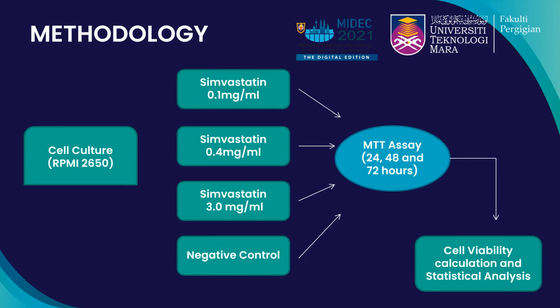Now, for methodology of this study, RPMI 2650 cell line was used to represent human nasopharyngeal carcinoma. Cell culture was done using this cell line, and these cells were reseeded into culture well plates for the preparation of the treatment with simvastatin. These cells were treated with simvastatin in 0.1 mg per ml, 0.4 mg per ml, and 3.0 mg per ml in concentration. And for negative control, no simvastatin was given to the cells.